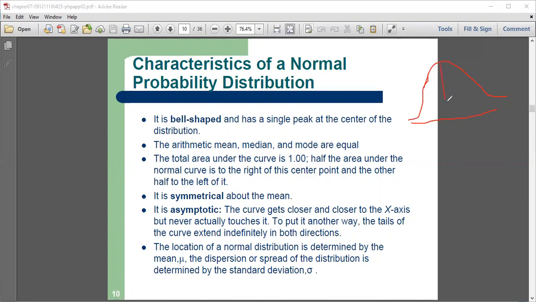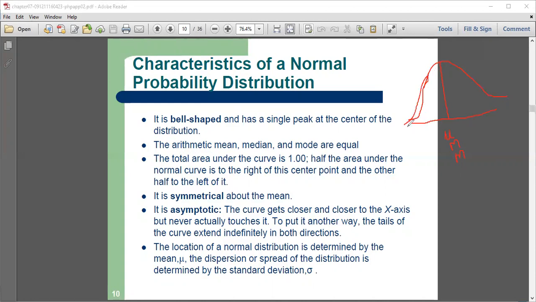And at this point, mean, median, mode are equal. So mean, median, modes are equal at that point. The total area under the curve is 1. Half of the area under the normal curve is to the right of this central point, and the other half is to the left of the central point. So it means that we have 0.5, we have total area under the curve is 1, and it is symmetrical about the mean. It means that we have both tails equal from both sides.